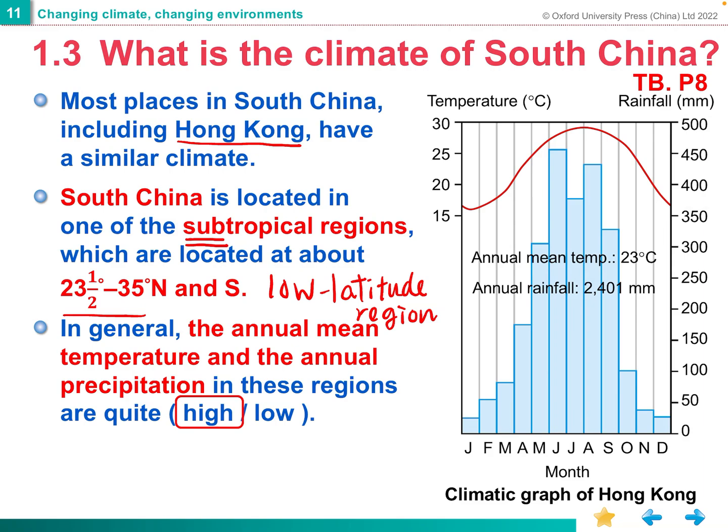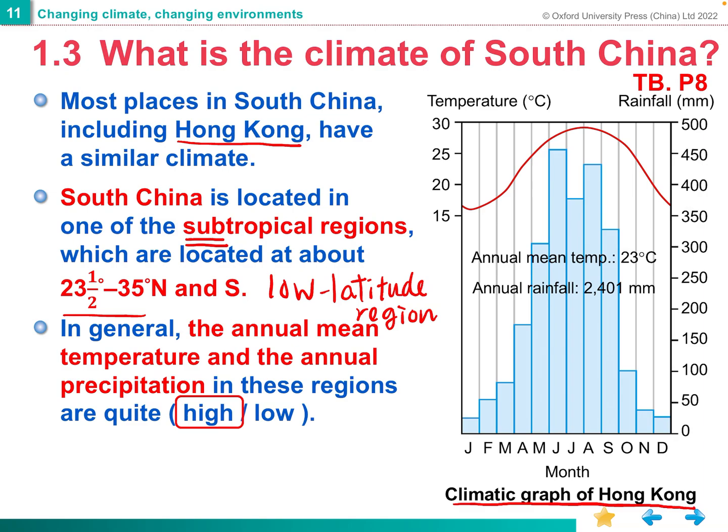In South China, in general, the annual mean temperature is high and the precipitation, the rainfall, is quite high. So now look at this graph, highlight it is called climatic graph of Hong Kong, 氣候圖. So let's see some data. We have seen this picture in Form 2 IH, in China. So let's see about Hong Kong.